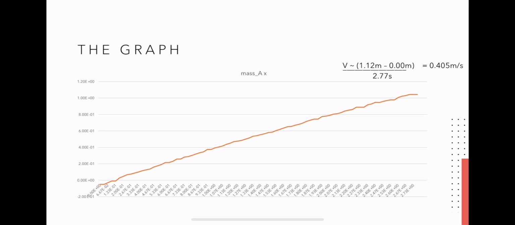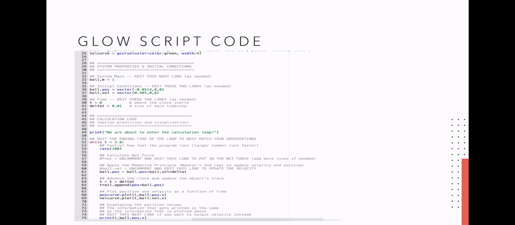The slope of the line is straight, and here we have the velocity equals 1.12 meters minus the original position, divided by how many seconds it took, equaling our slope. In the starter code, we put the ball position to be negative 0.0514 and the vector to be 0.0500. Those were the main changes, as well as while t is less than t8.